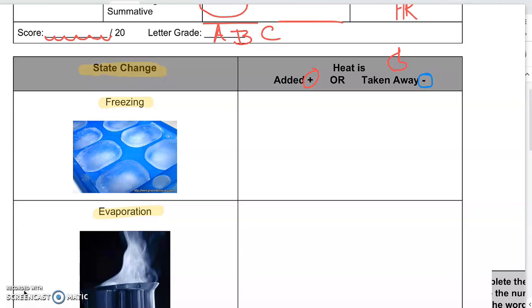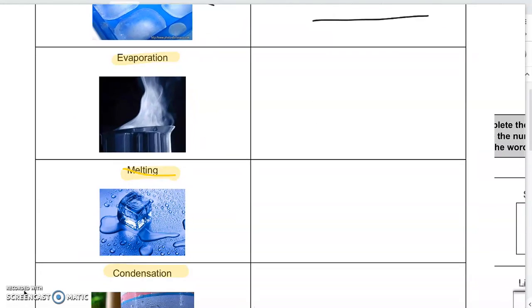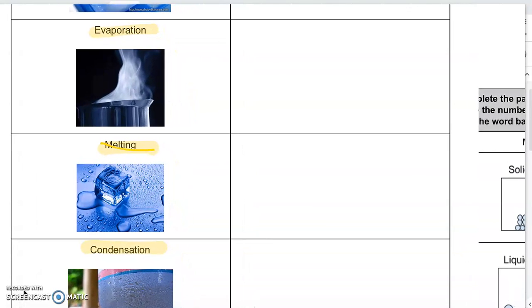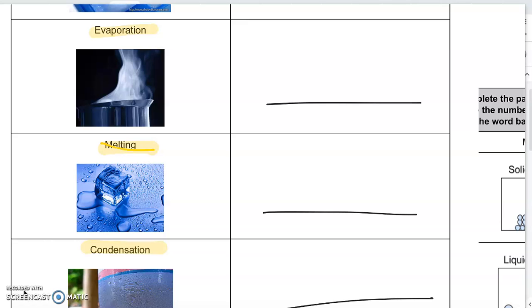You need to decide, for freezing, is heat being added or taken away? And you're going to write it here. Then, for evaporation, you are going to decide, is heat being added or taken away? And you are going to write it here. Do the same for melting and condensation. Press pause, press play when you're ready to go on.